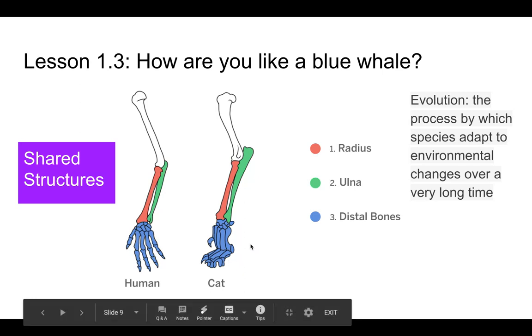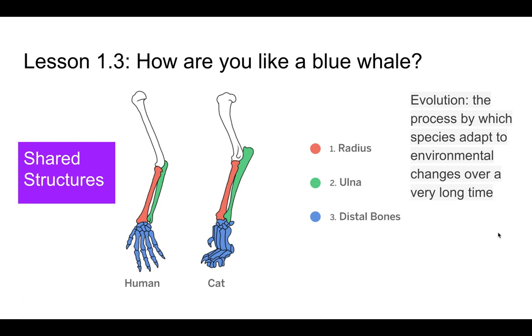And so what we can see is that humans and cats must be related somehow, that we must have a shared ancestor because we have these shared structures. So somehow we inherited these bone configurations from an ancestor, and we inherited the same configurations. The explanation for why we would have the same bones in our arm as a cat has in its leg is evolution. And that is just the process by which species adapt to environmental changes over a very long time.